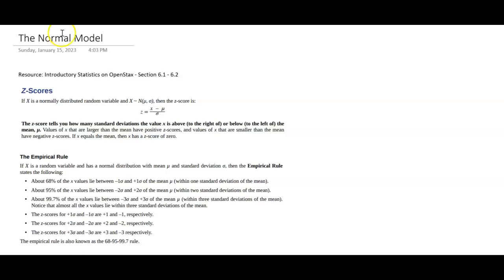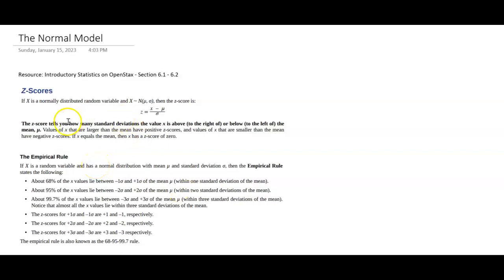This video is going to introduce you to the normal model. We'll talk about z-scores, and everything that we calculate here will be an integer z-score. So we'll use the empirical rule in order to find probabilities.